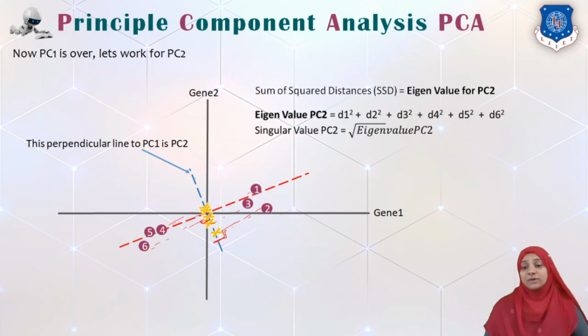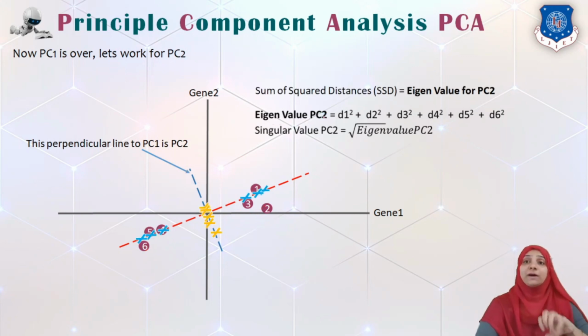Obviously, this particular line will also have a sum of squared distances. That is, we will square each of these distances and add them all, and we get something called the eigenvalue for principal component 2. The singular value for PC2 is nothing but the square root of the eigenvalue of PC2. So this is how we have identified two different principal components.